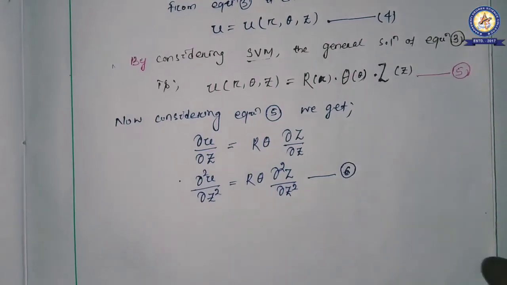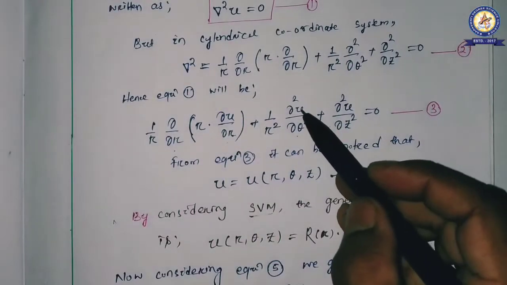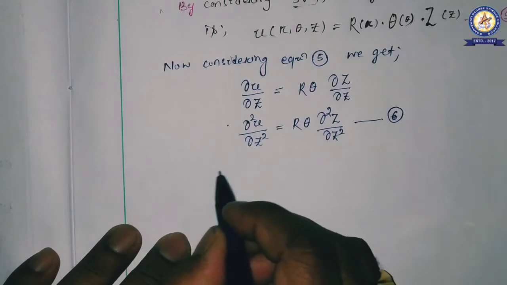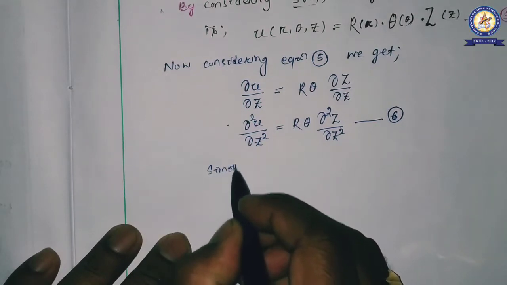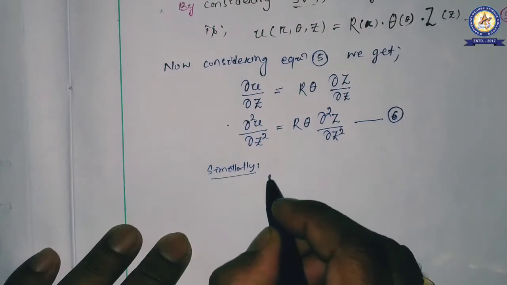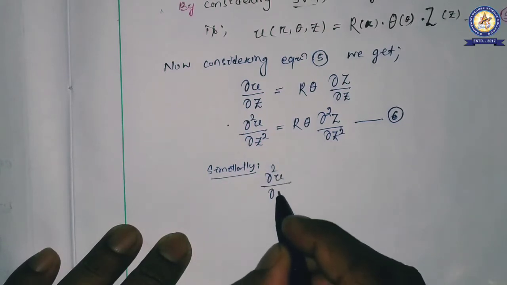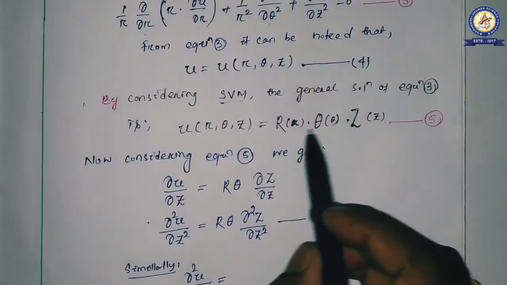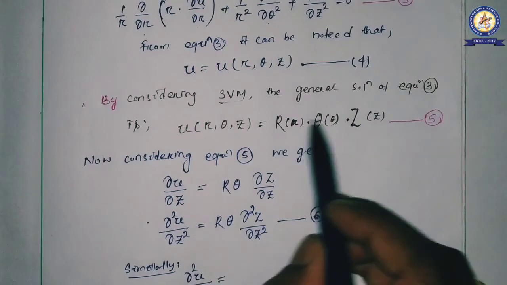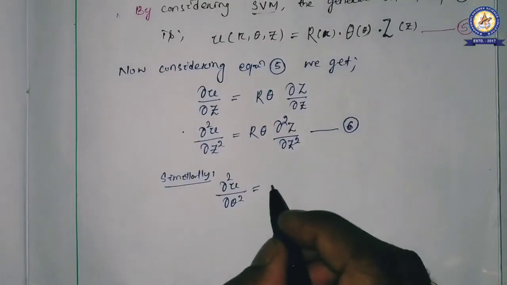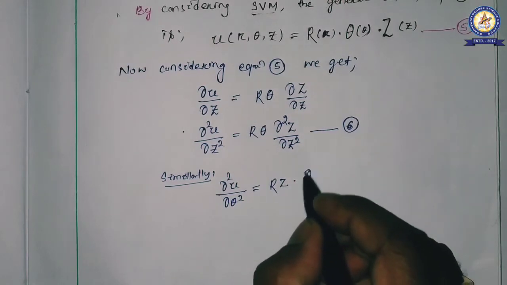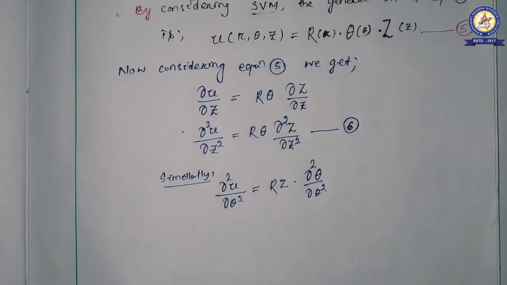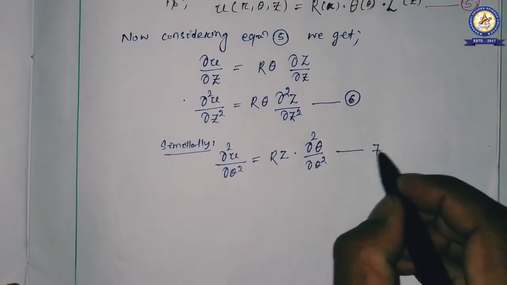Now we have to find out del square u by del theta square. Similarly, del square u by del theta square will be equal to, you can see whenever I am differentiating with respect to theta, R and Z are both constant. So R Z into del square capital Theta by del small theta square, right? Let this be your equation number 7.